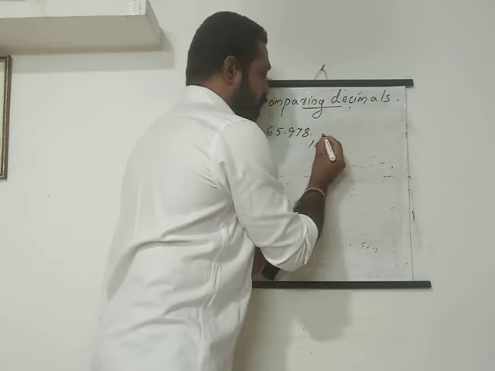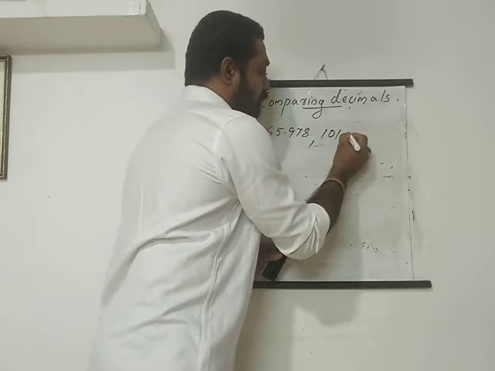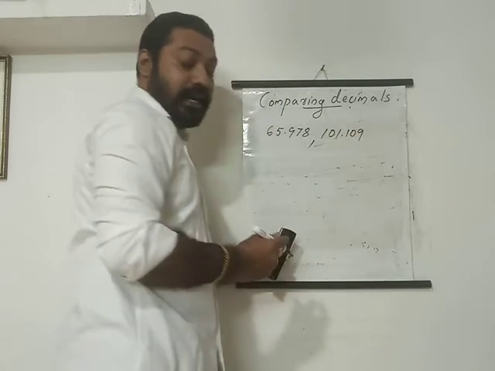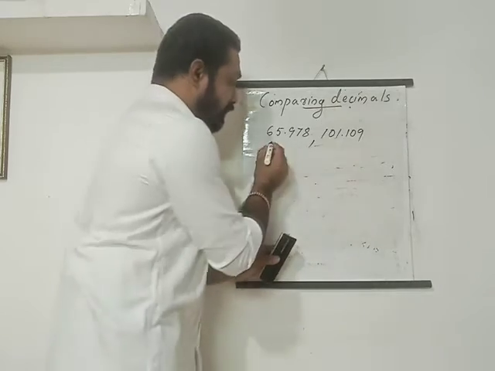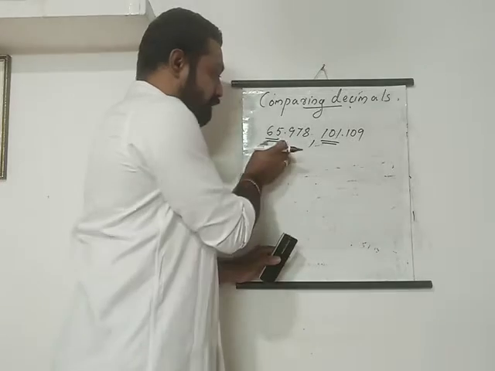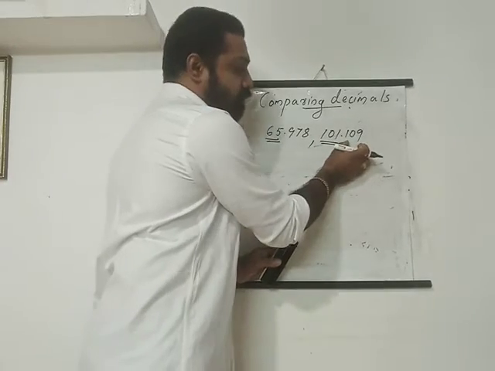65.978. Okay. Next one, 101.109. So can you say which one is greatest? Here it is 65. Here is 101. Understand? This is 65 and this is 101. Here 9.978, but this is 109.